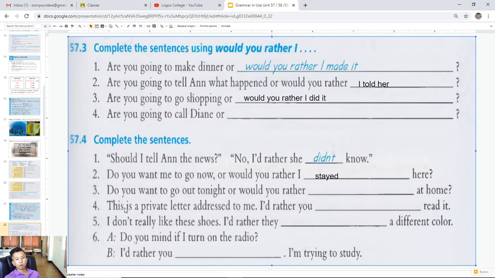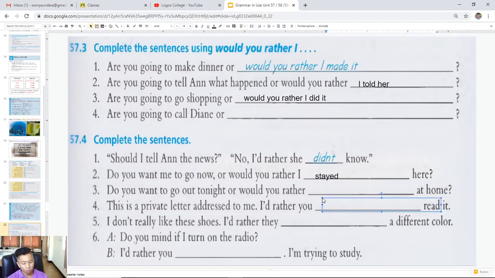Right? Number 4, this is a private letter addressed to me. I'd rather you read it. So if something is private, you probably don't want the person to read it. So the opposite of did is didn't. I'm sorry, the negative of did is did not. So your answer here: this is a private letter addressed to me. I'd rather you did not read it. Okay. Or you can put the contraction didn't.